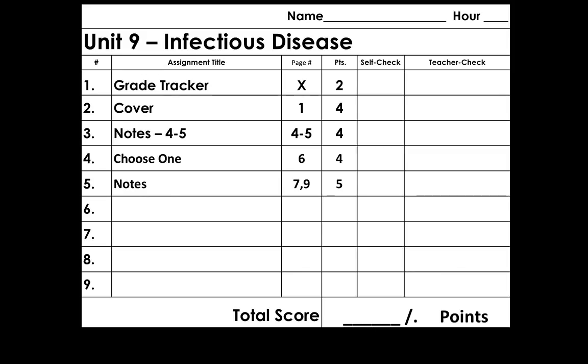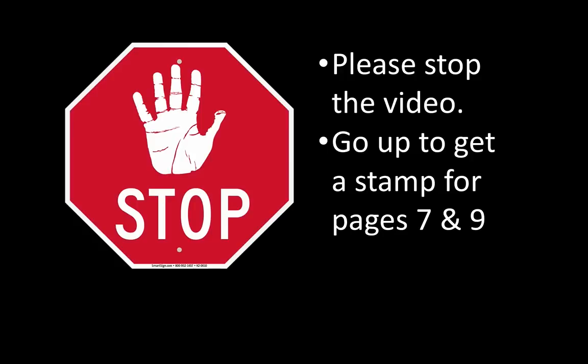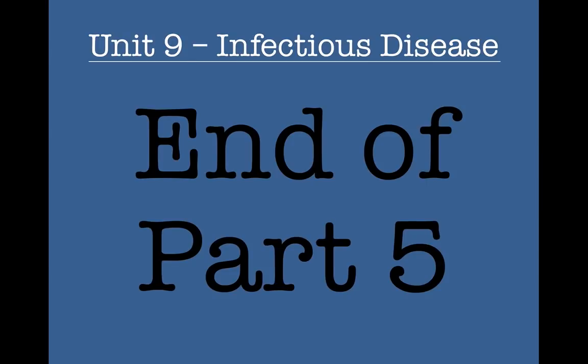Please go to your score sheet now, and I'd like you to add assignment number 5. You can see for assignment number 5, we are going to include pages 7 and 9 as one stamp. So before you come up for the stamp, make sure that you look carefully and make sure everything is done on both pages 7 and 9. When you're ready to go, please stop the video and then go up and get the stamp for pages 7 and 9. And that's the end of part 5.